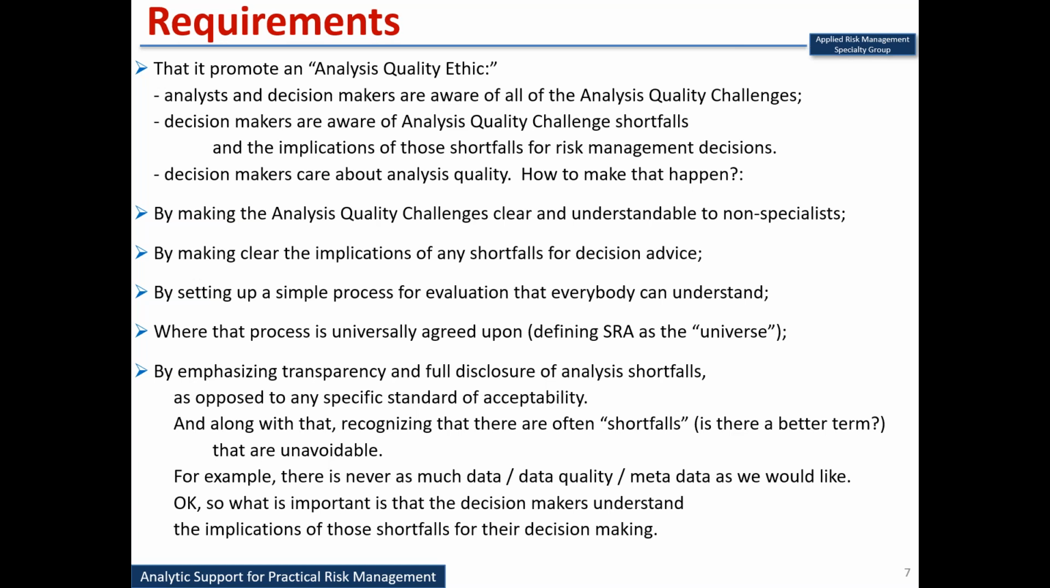By that, we mean promote an analysis quality ethic where analysts and decision makers are aware of the analysis quality challenges. Should always put in stakeholders here; Steve Ackerman pointed that out. They're aware of the shortfalls and the implications, and they care about analysis quality.